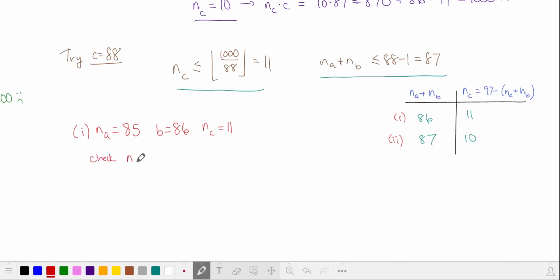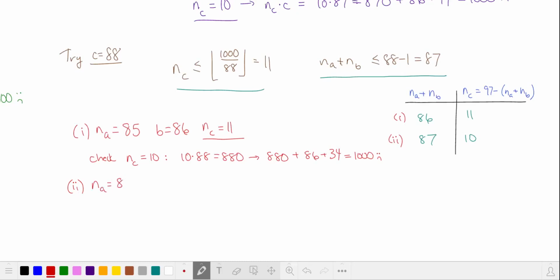Let's see if we can get all the values with NC equal to 10. This means we have 10 88-cent stamps for 880 cents. We can add to that our 86-cent stamp plus 34 of our 1-cent stamps to get 1,000. In this case, we can get away with fewer than 11 88-cent stamps. So this case fails. We'll try case 2.